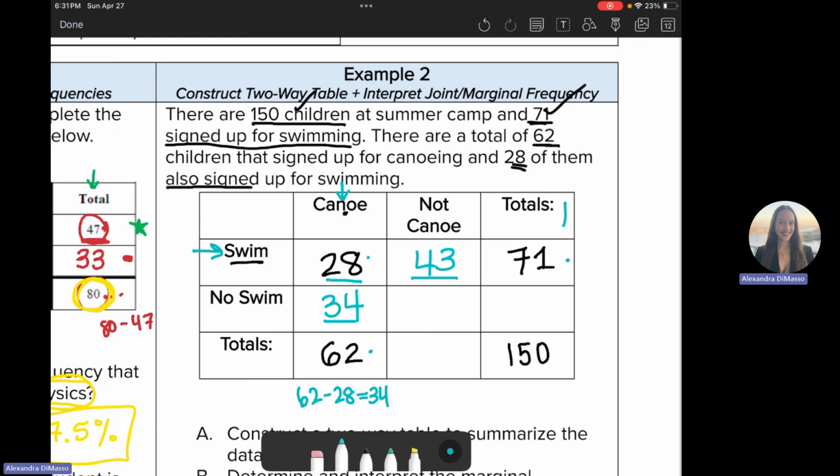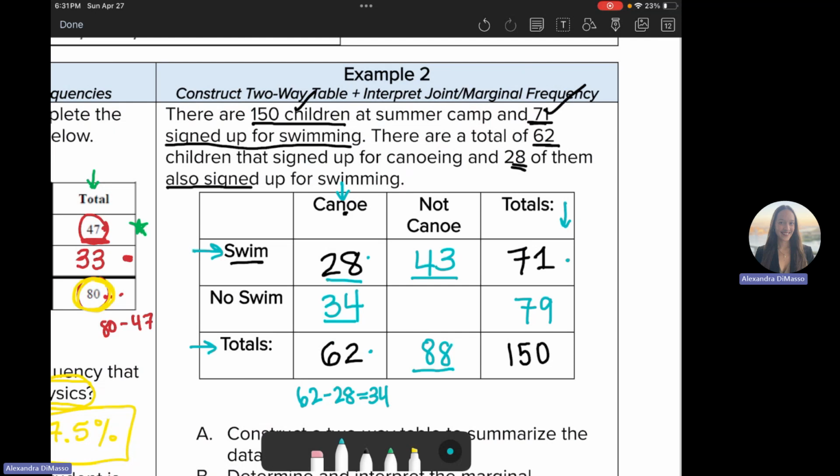I'm going to go down for the totals now. 71 plus what number gets me to 150? That would be 79. I'm going to the right. 62 plus what number here gets me to 150? So that is 88. Those two add up to 150.